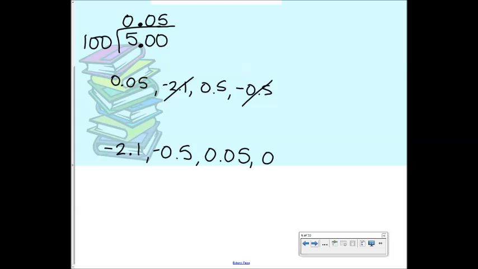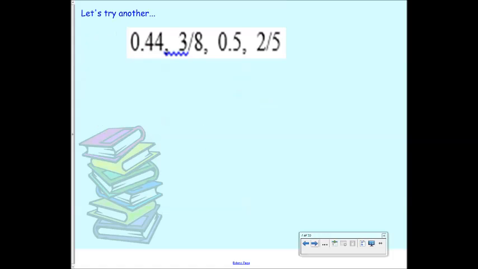0.44. A fraction. So what should I do with that fraction? Divide it. So I'm going to do 3 divided by 8. Be patient with me on this one. It's a little bit long. So what do I do? Add a decimal, add a 0. How many times does 8 go into 30? 3 times. 3 times 8 is?